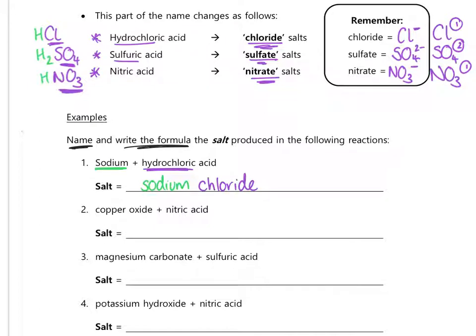Now I have to write the formula, and we do this by swap and drop. So remember, when we're doing our swap and drop, we write down the formula of our substances. I don't have room to work underneath, but I'll work off to the side here. So sodium is Na, chloride is just chlorine, Cl. Then I work out my valencies.